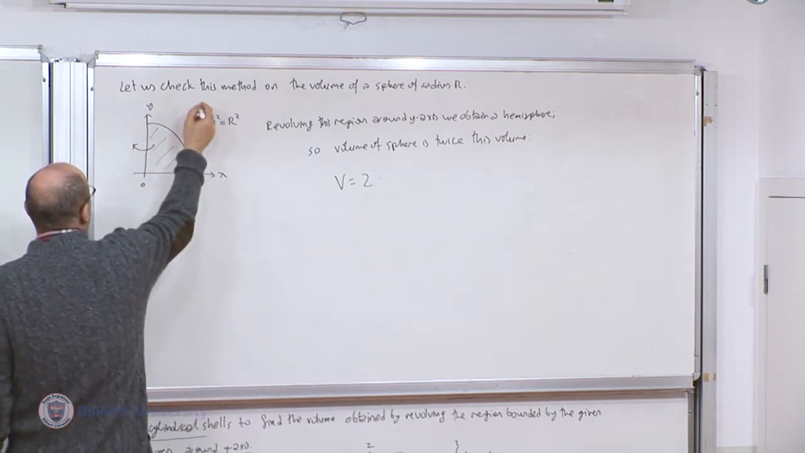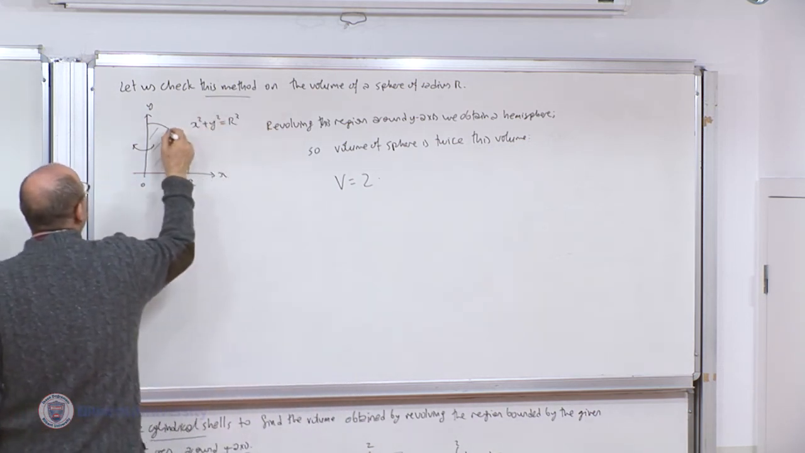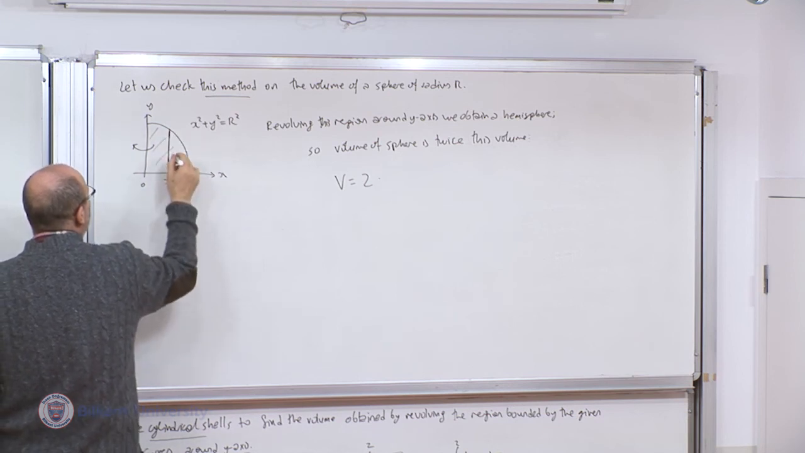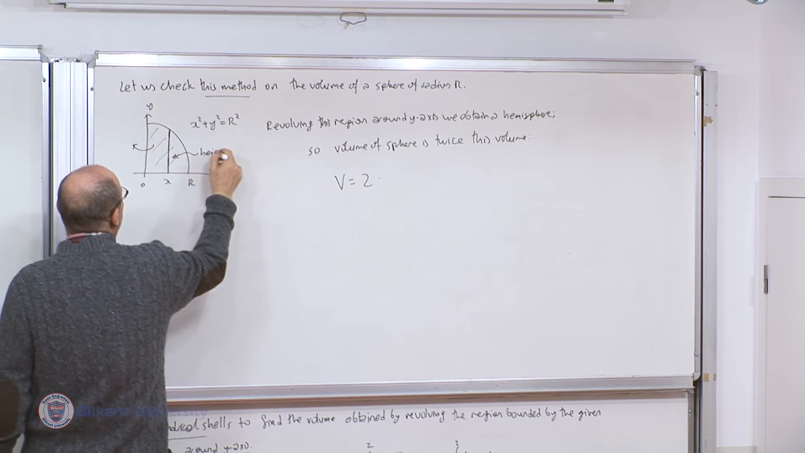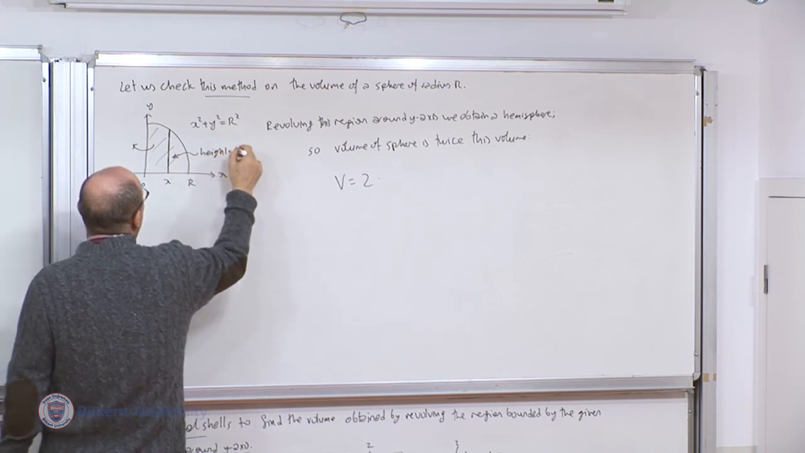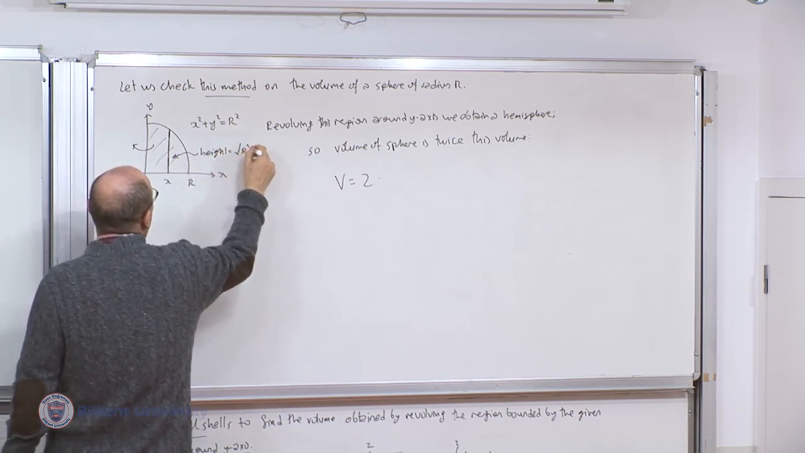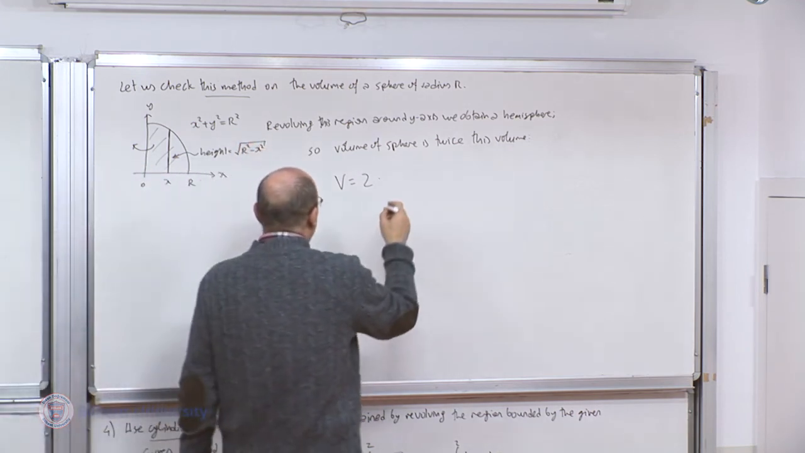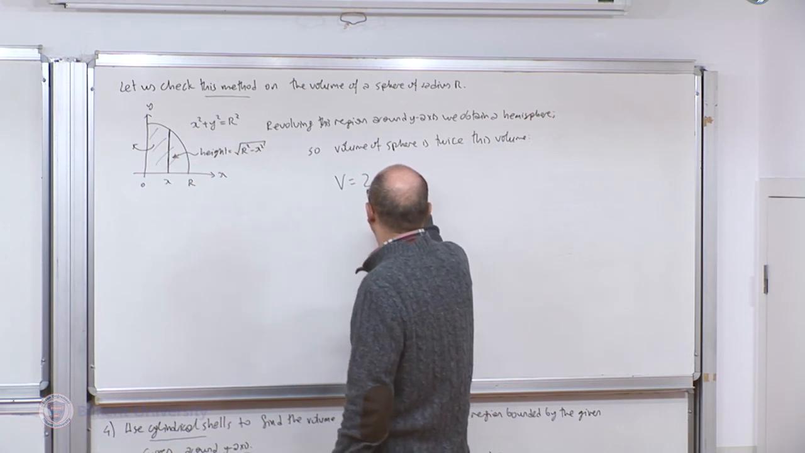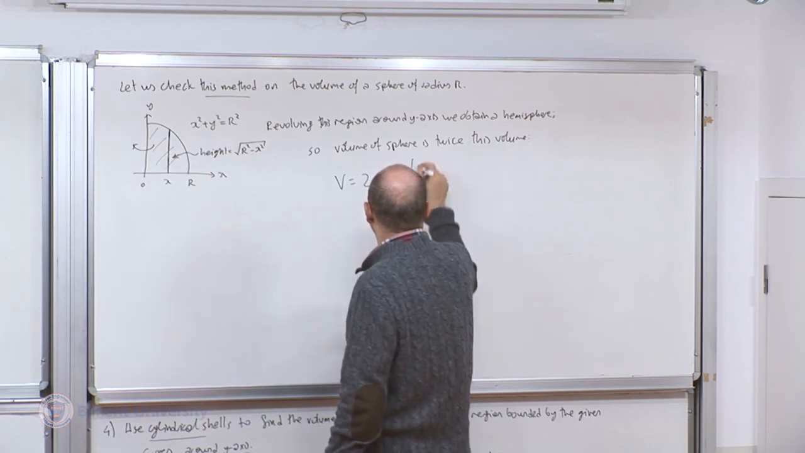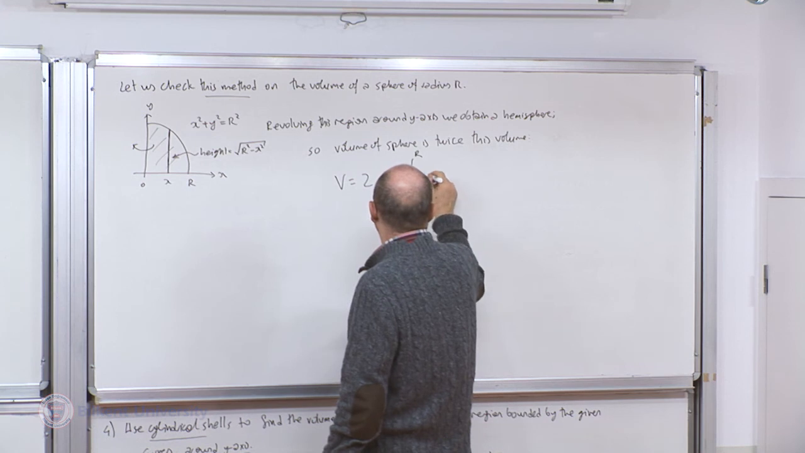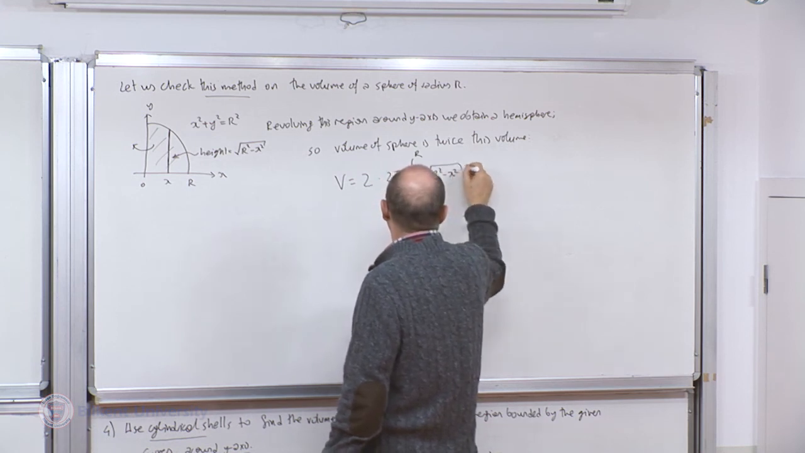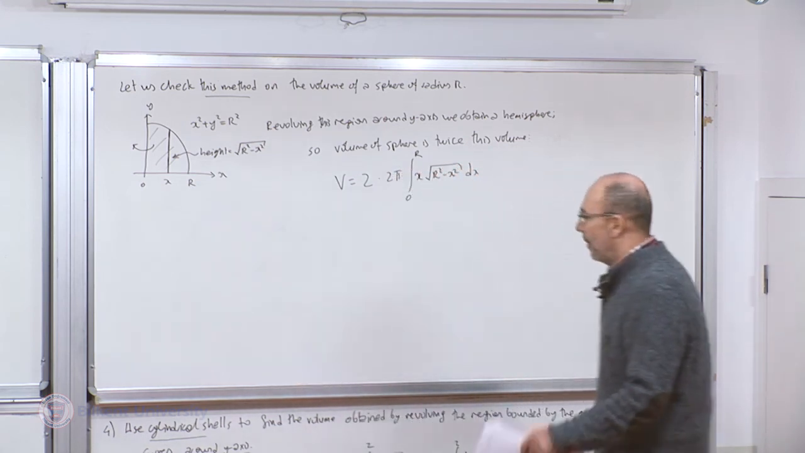Okay, now I'm using this method. This method says find this height given x. So this height equals the square root of r squared minus x squared. Okay. So using cylindrical shells, the volume is 2 pi integral from 0 to big R, x times height. Height is the square root of r squared minus x squared, dx.